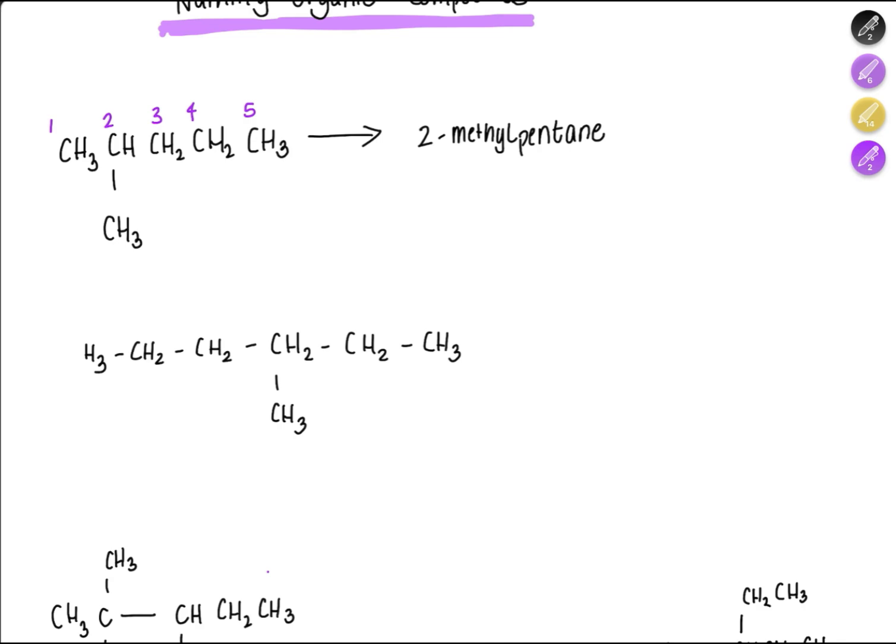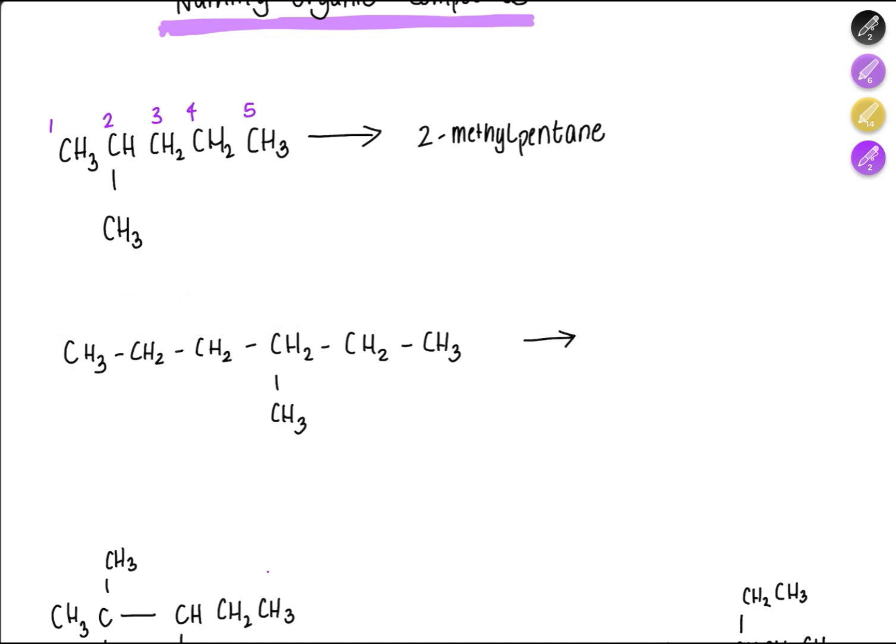Okay, now we have another example. Can you try to do this on your own first? If you are done, let's start naming this. Okay, so you have this main chain, right? Where are you going to start counting? You're going to start counting from here, 1, 2, 3, because this will give you a smaller number in the name. If you start counting from here, 1, 2, 3, 4, you're getting a bigger number, so that's not correct.